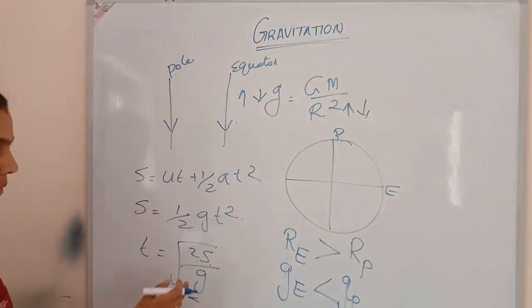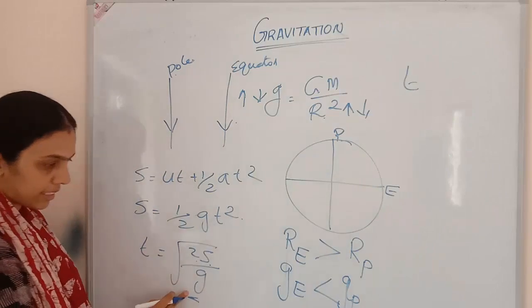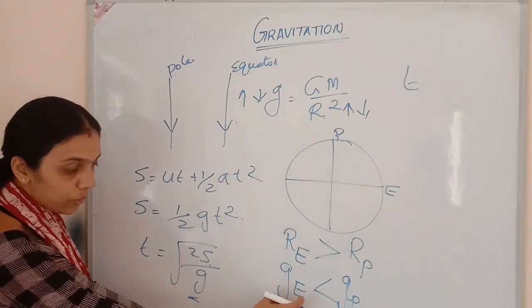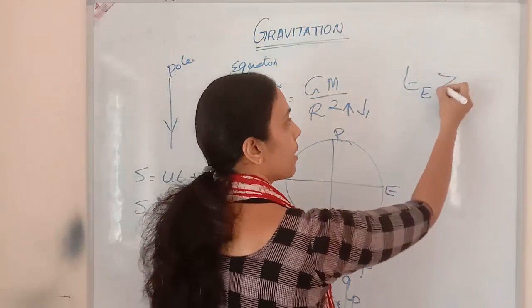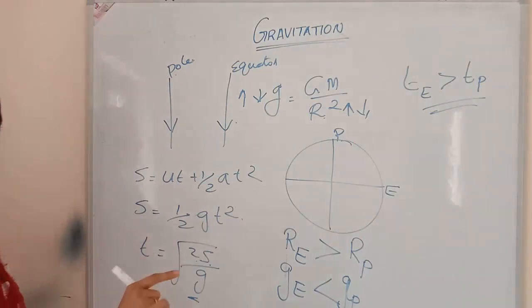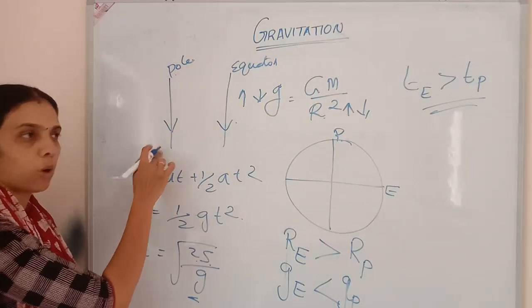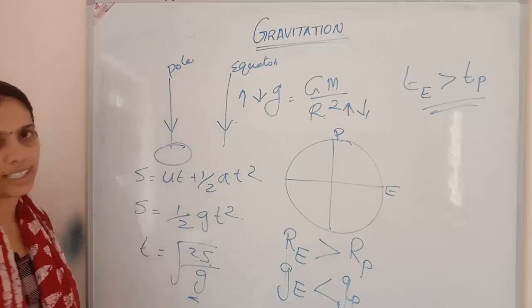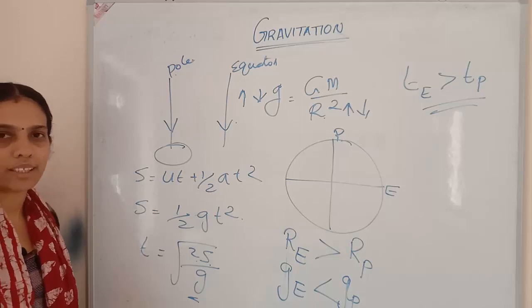While we are substituting in this equation, we will get t. g is in the denominator, right? And g at the equator is less. That means t at the equator is more than t at the poles. So which will reach first? The packet dropping from the pole will reach the surface of the earth first. Okay, clear? This is how we find this out.